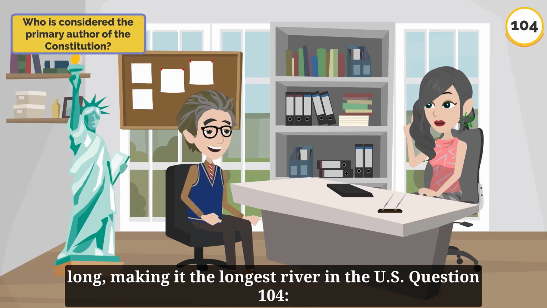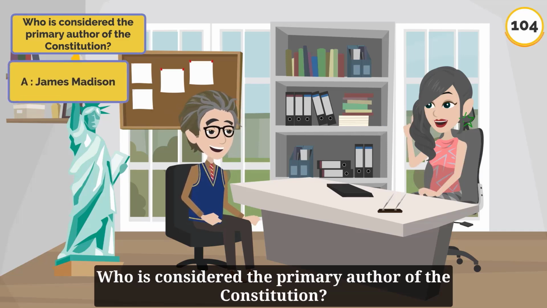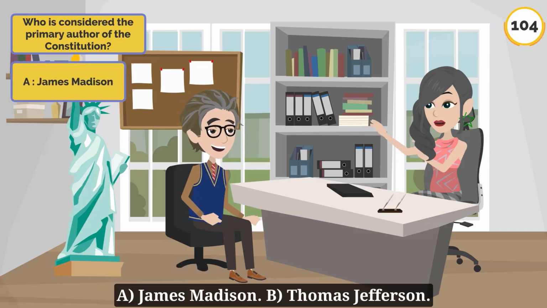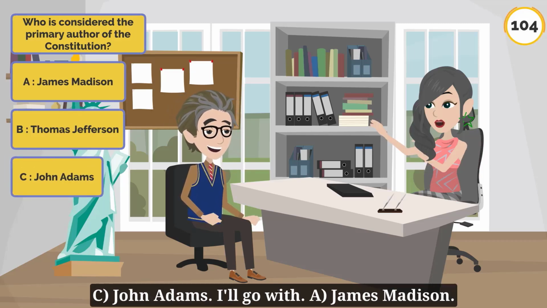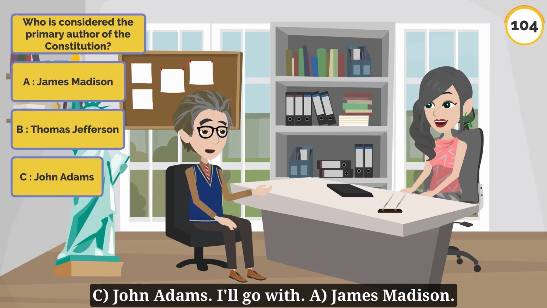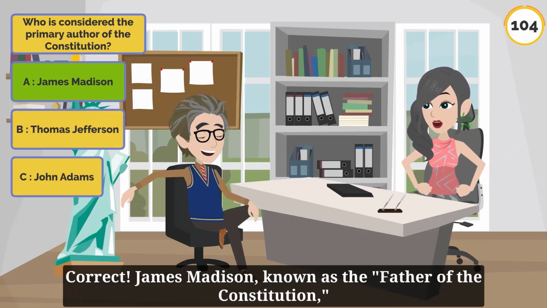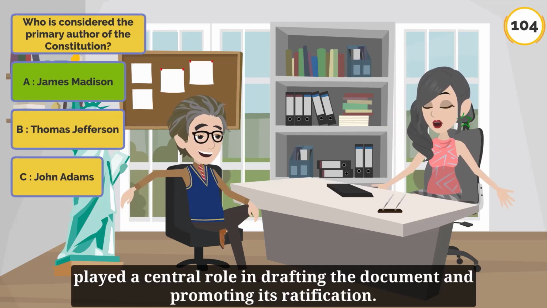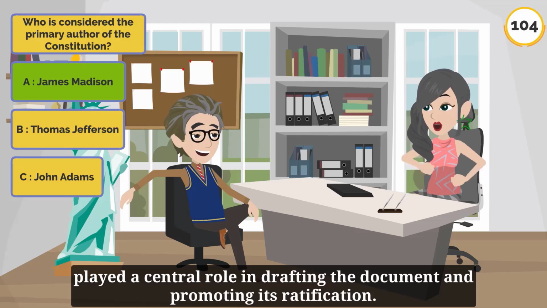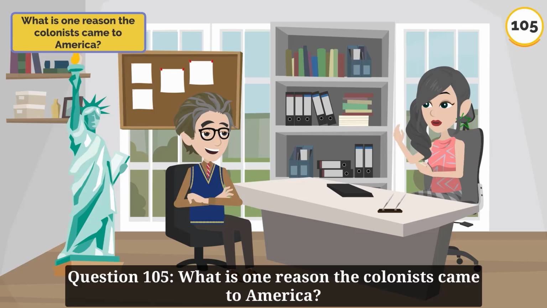Question 104. Who is considered the primary author of the Constitution? A. James Madison. B. Thomas Jefferson. C. John Adams. I'll go with A. James Madison. Correct. James Madison, known as the father of the Constitution, played a central role in drafting the document and promoting its ratification.